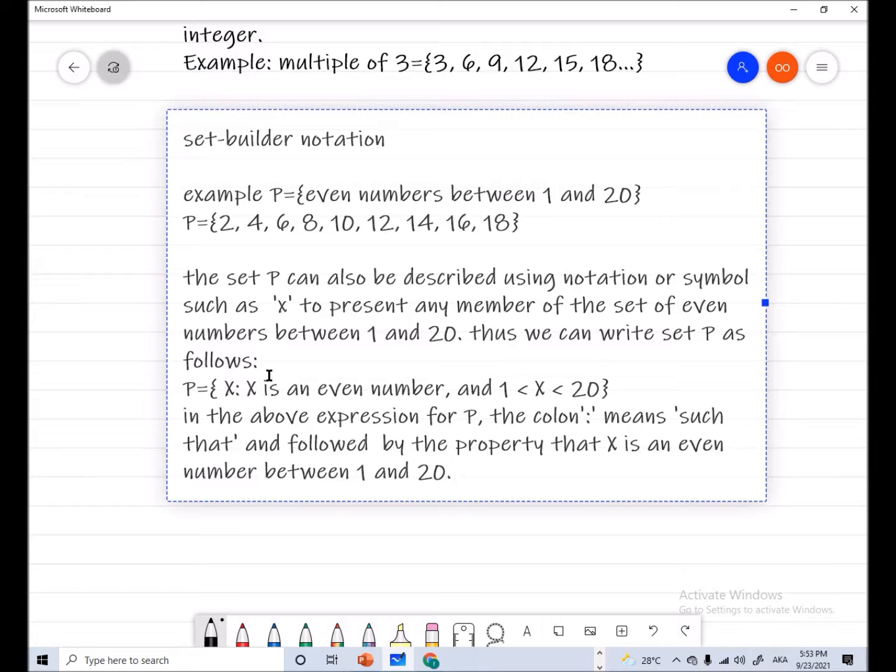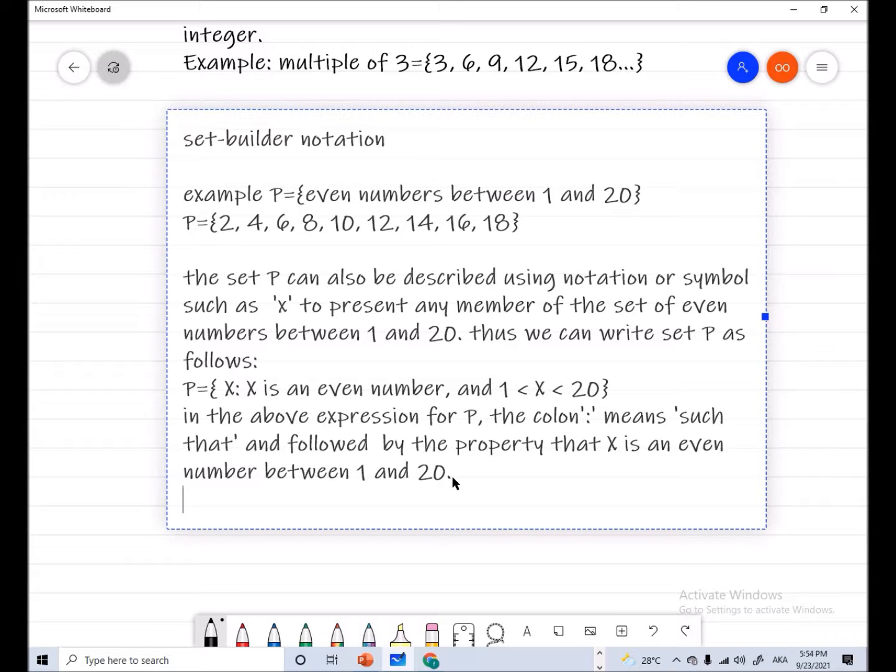So in the above example, we use this to mean such that, and then we follow it by the property, which defines the members as an even number. Then we bring the range, 1 less than x, where x represents the members, less than 20, because 20 is not part, because the range is between 1 and 20. I hope it's clear. So let's continue.